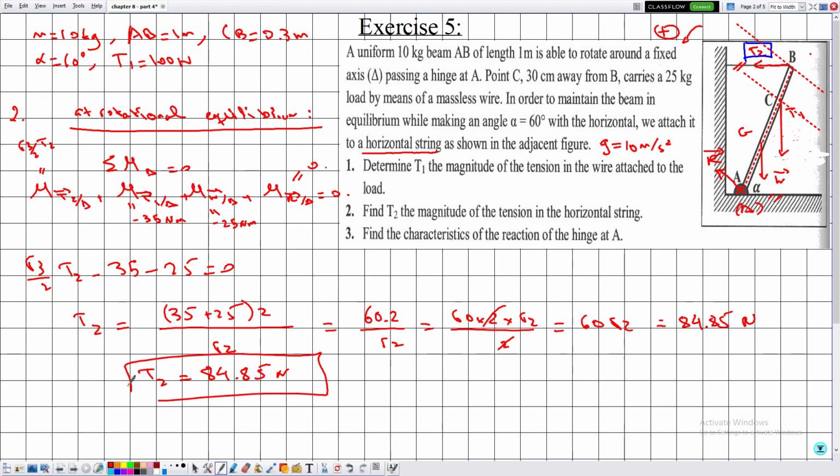Let me check the calculation. Okay, so this is correct.